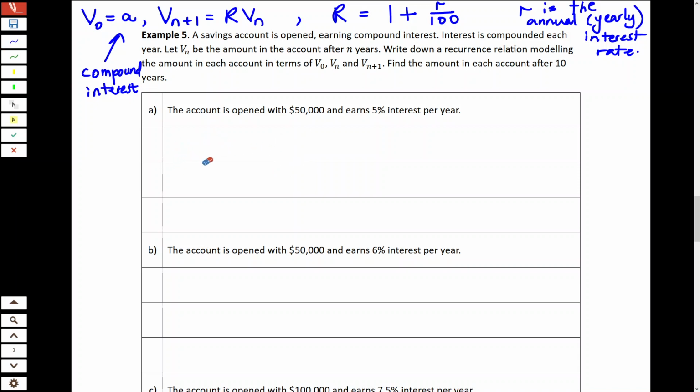Sorry, we won't do V0 because we know what V0 is. Okay, what is the interest rate in part A? 5%. So I'm going to write r equals 5. Okay? So once I've got lowercase r equals 5, now I can write down big R. Big R has a formula, 1 plus r divided by 100.